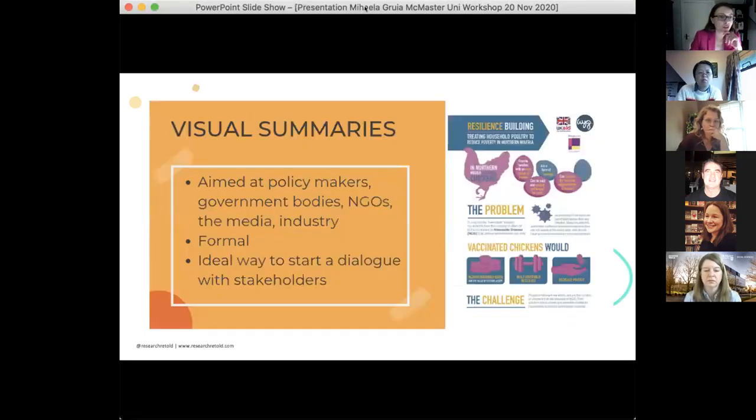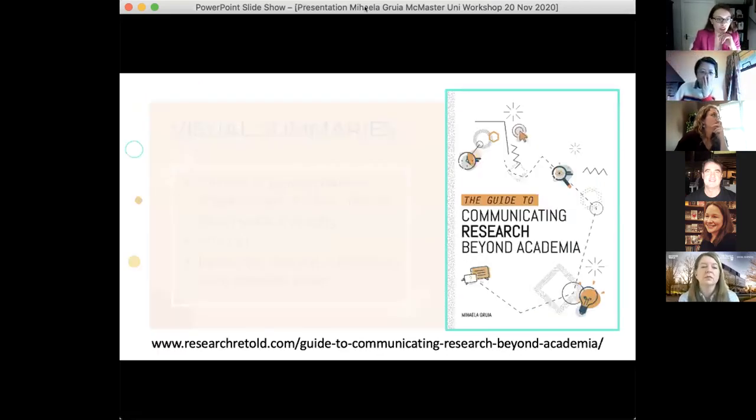Brilliant. Moving on, visual summaries are what I would call a mix between some of the formality of the policy brief. It has more text that you can put in it, but it's a visual summary because you've got the opportunity to include a visual, whether it's about the methodology or the problem or any sort of icon that would help bring the text to life. A visual summary is an ideal way to start a dialogue with stakeholders, and it combines that qualitative aspect and text about your research with some visuals to make it more digestible.